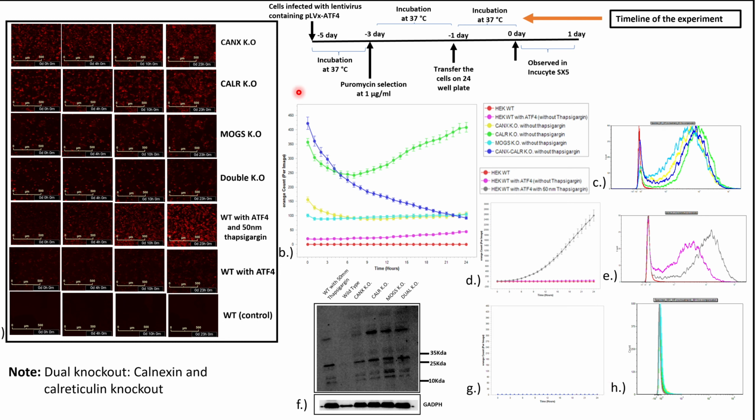And in order to confirm whether these knockouts have ER stress or something else, we also measured the signature CHOP proteins that are usually produced whenever there is ER stress. We have found that CHOP protein is there in all four knockouts: calnexin, calreticulin, MOGS, and the dual knockout. And this is the fluorescence signal from the InCyte, which shows that calreticulin has high ER stress compared to calnexin.